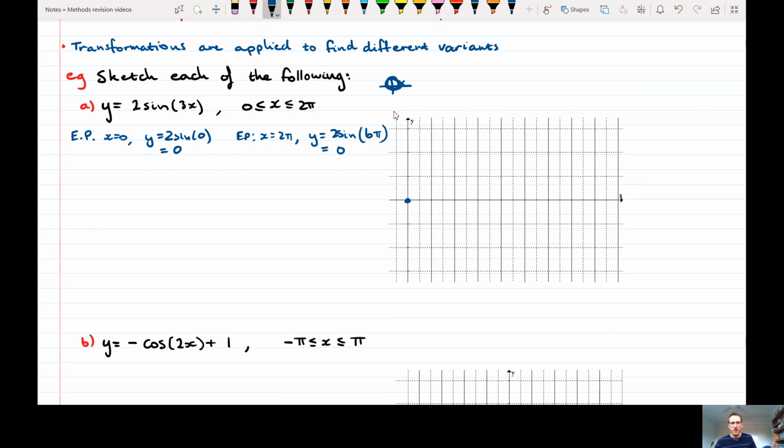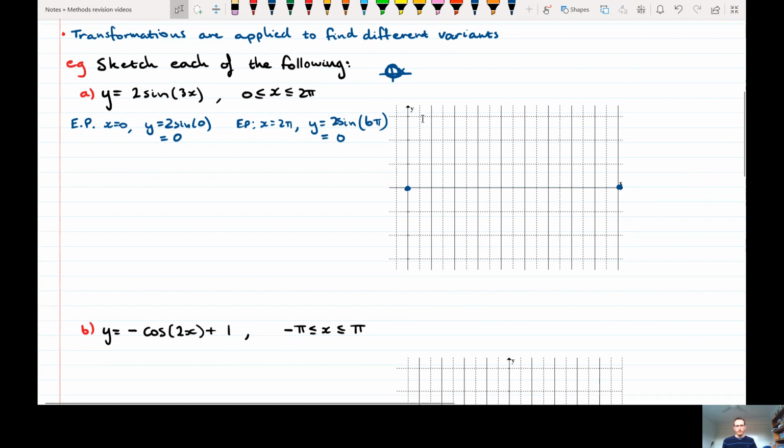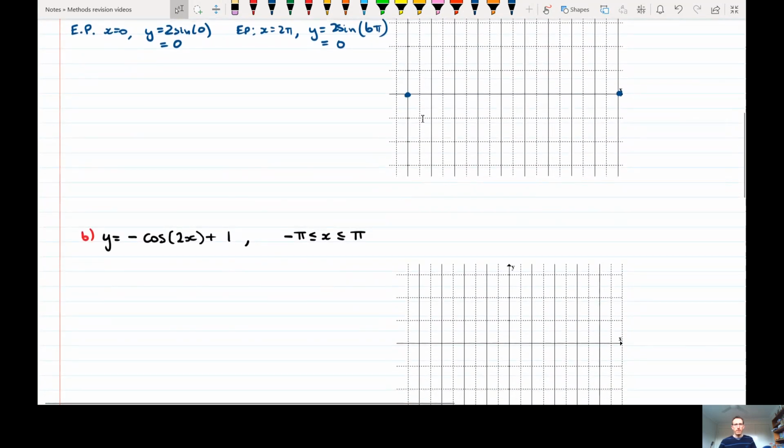So what have we got? 1, 2, 3, 4, 5, 6, 7, 8, 9. There we go. That can be 2 pi, 0 there. We have 0, 0 there.